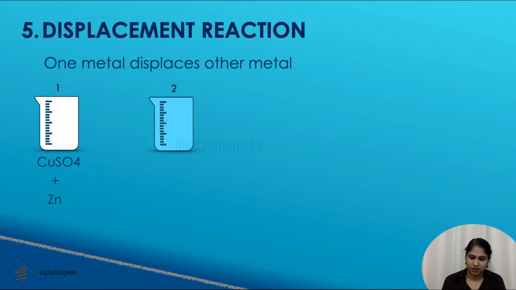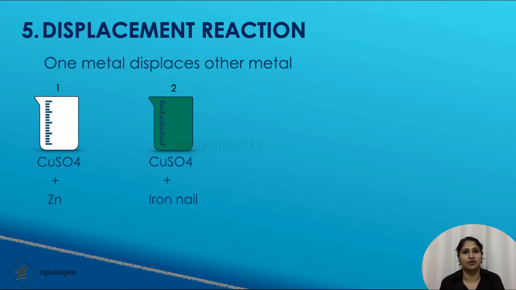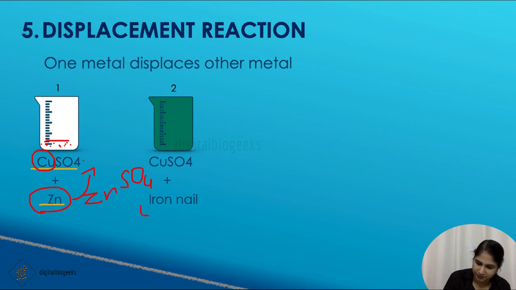Let's see another reaction. Take a beaker of copper sulfate. To this, if you put an iron nail in, the color will change to green. What happens here? Iron is more reactive than copper. So this iron displaces copper from copper sulfate and iron sulfate will form. This released copper will form a layer over the iron nail here.